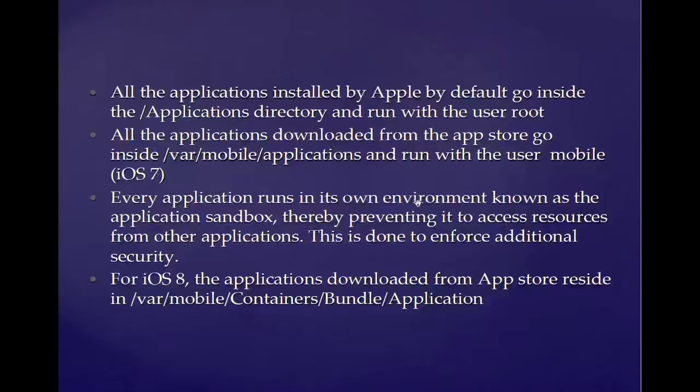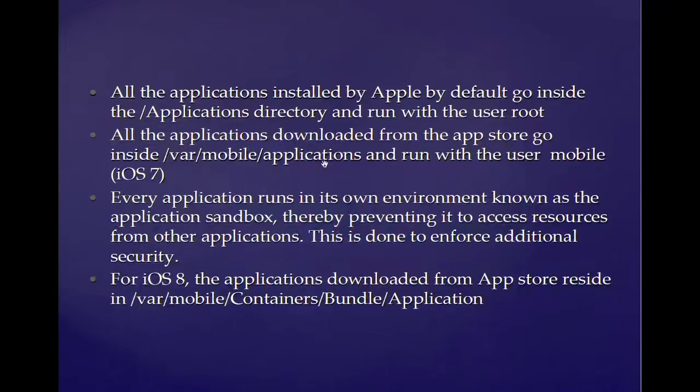Another thing I want to tell you is that you need to know the location where these applications are actually stored in your device, because your iPhone is just like a stripped down version of a Linux system. So you should know where to look, right? In iOS 7, if you're running an iOS 7 jailbreak, this is the location for mobile applications. It goes inside /var/mobile/Applications.